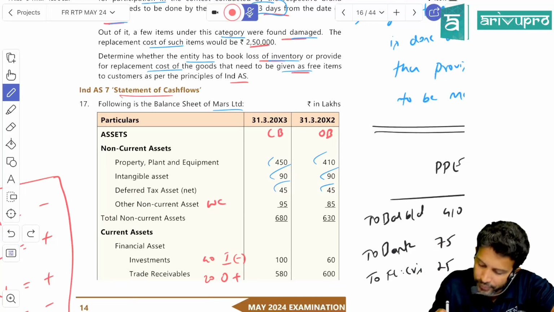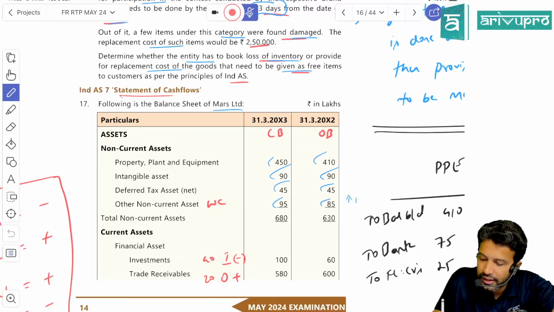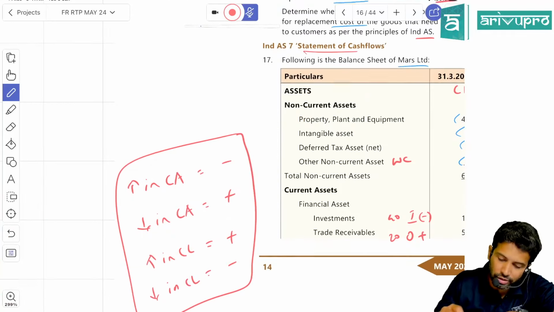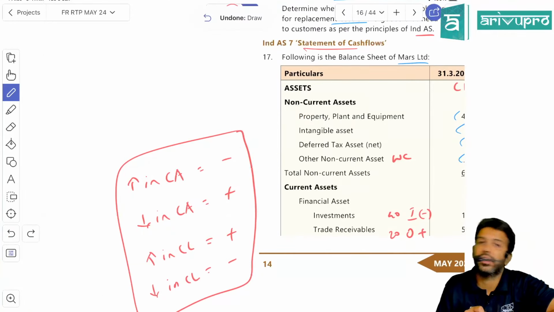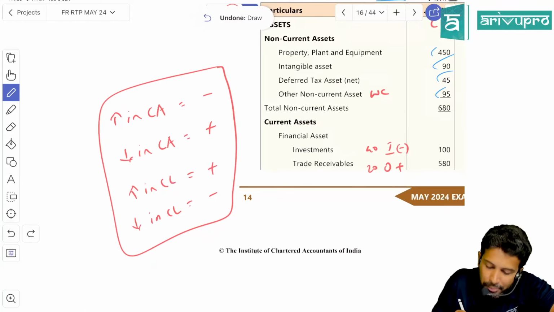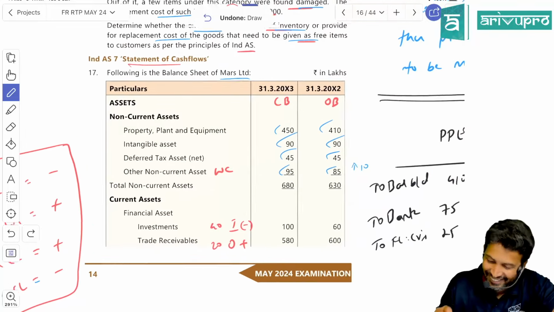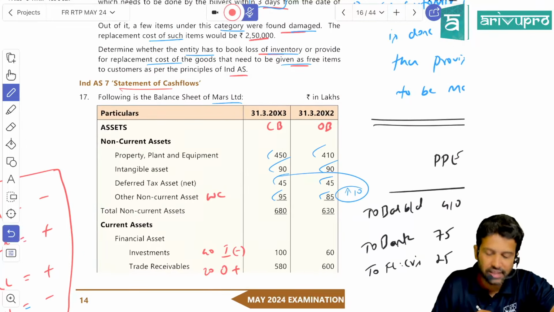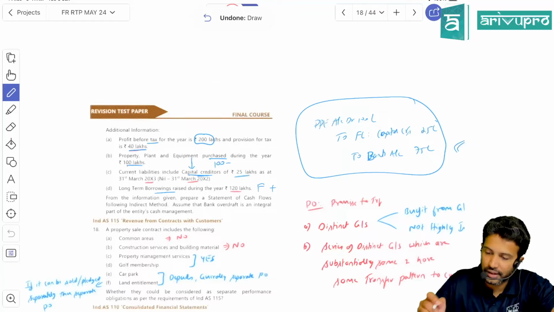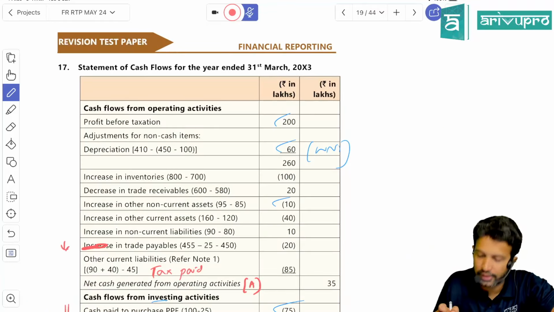We can't do anything. So opening is 85, closing is 95. So there is an increase of 10. Increase in current asset means what? Minus. We know this, no? Increase in current asset means minus. Decrease in current asset means plus. Increase in current liability plus. Decrease in current liability minus. I have told you the logic of all this in regular class. Now I'll not go into all that. So here there is an increase. Increase means reduce. Check under working capital changes. Have they reduced 10? Increase in non-current assets 10, they have reduced.